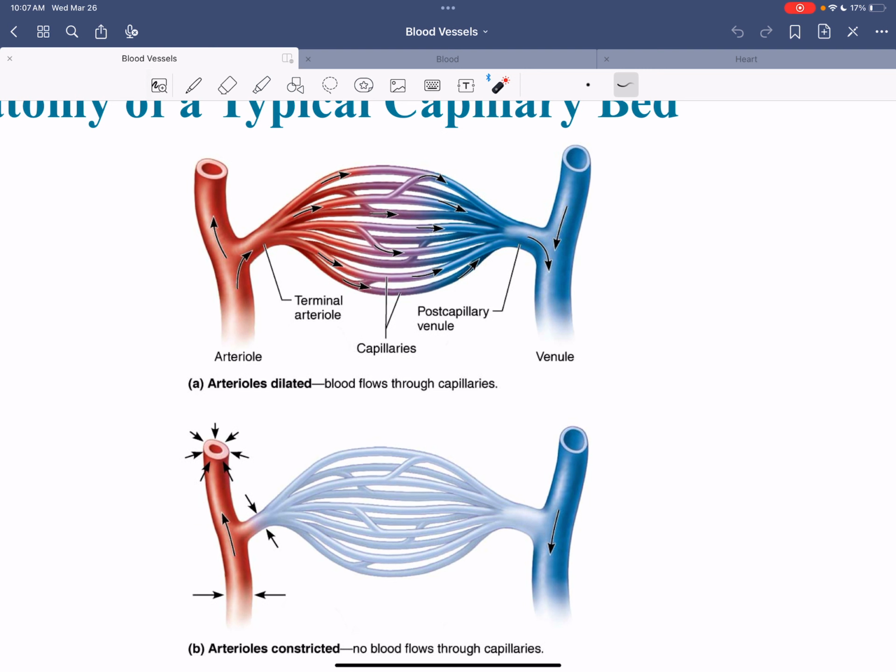So let's have a look. Here we have an arteriole, and coming off the arteriole, we have the terminal arteriole that heads into the capillary bed. Then we can see the capillary bed. It bifurcates into all the capillaries here. Then blood is collected at the far end, and we have the post-capillary venule, and blood gets returned.